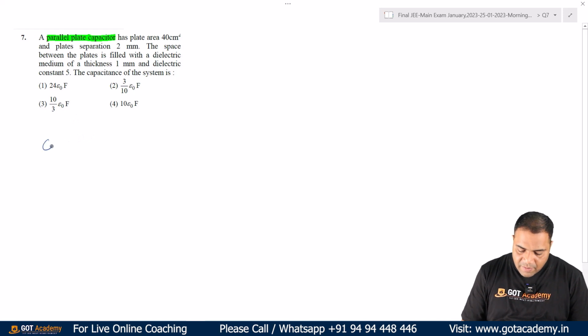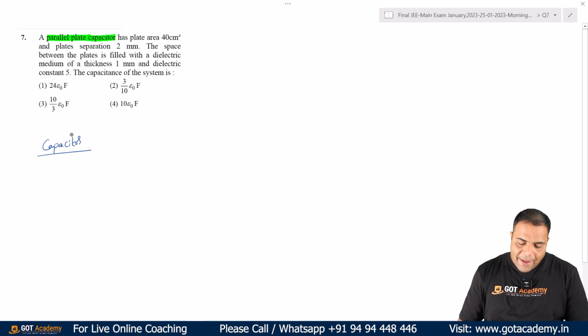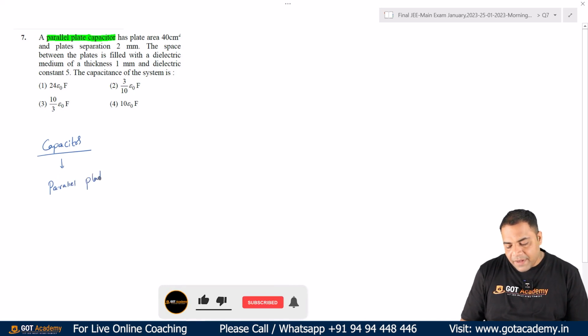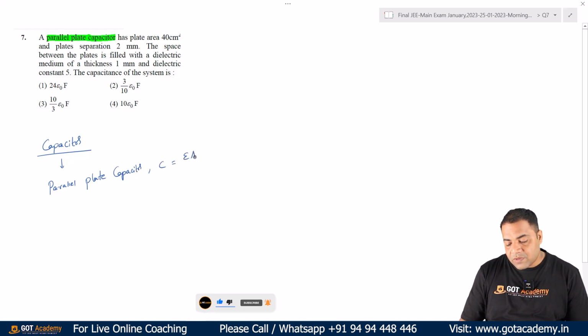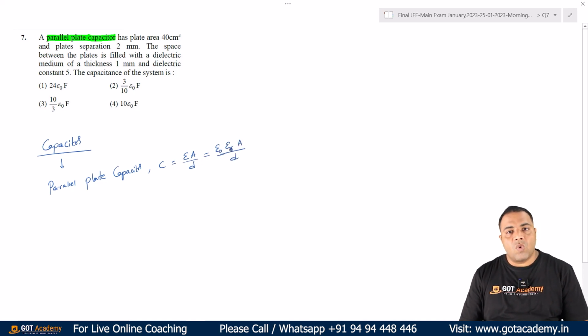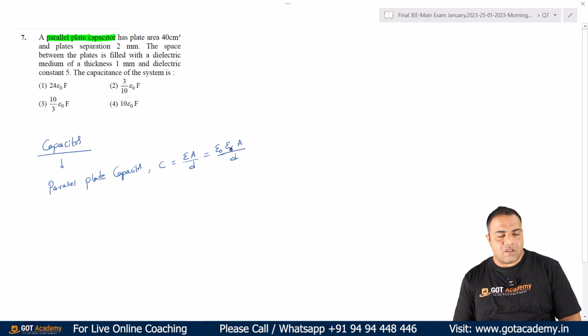So this is from the chapter capacitor. The subtopic is nothing but parallel plate capacitor only. In parallel plate capacitor, what is the formula that we have to recollect? It is nothing but C is equal to epsilon A by D, or I could write it as epsilon naught epsilon R A by D. If the medium is air, then epsilon R equals 1. So the first thing you have to recollect is this.